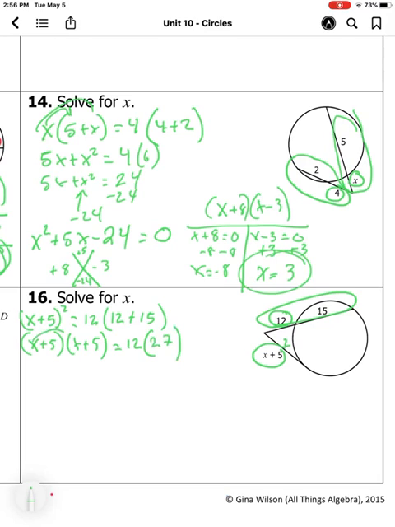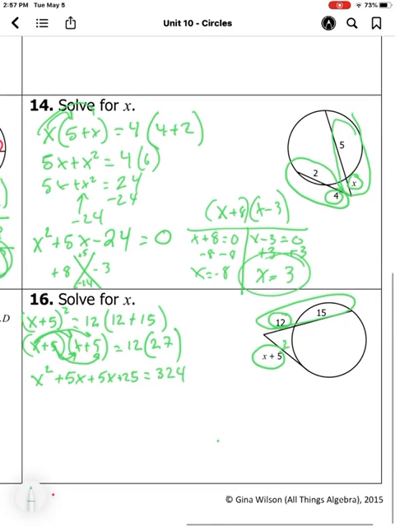We go ahead and distribute on this one, or some people like to call it foiling, right? So I have x times x, which is x squared. I have x times positive 5, which is positive 5x. I have 5 times x, which is positive 5x. I have 5 times 5, which is positive 25. 12 times 27 is 324. I combine like terms. I have x squared plus 10x plus 25 equals 324.